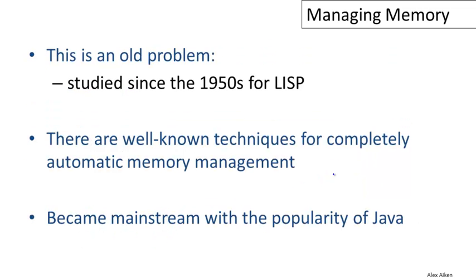So this is a very, very old problem. It's been studied since at least the 1950s, and was first thought about carefully in Lisp. There are some well-known techniques for completely automatic memory management, so you don't have to manage memory yourself. This only became mainstream in the 1990s, with the popularity of Java. Prior to that time, there was really no mainstream language that used automatic memory management. So it's really just in the last almost 20 years that garbage collection and automatic memory management in general became a popular mainstream programming technique.